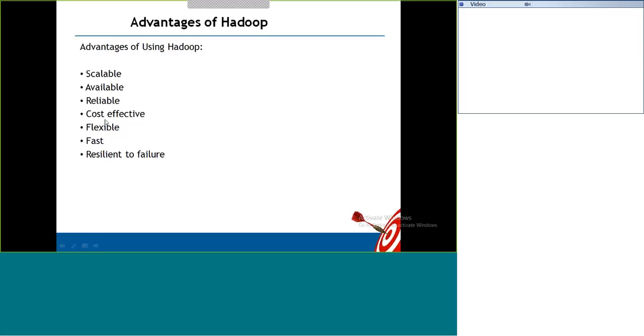So that's why it is cost effective, because you are using commodity hardware and open source software. It is flexible. Flexible means it can deal with structured, semi-structured, and unstructured data. It has a lot of components available in the Hadoop framework to deal with any type of data. And then faster. Why is it faster?